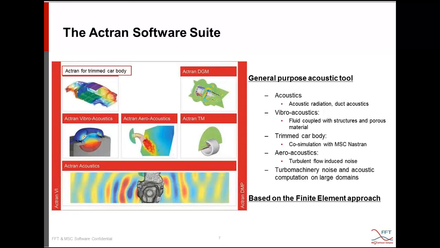Actran also has all the required physics for studying flow-induced noise with its module Actran Aeroacoustics. And finally, Actran TM and DGM are mainly focused on representing the noise sources of aircraft engines, but Actran DGM is also very well suited for studying sound radiation with very large domains. So that sums up the physical problems that can be tackled with Actran. Of course, a graphical user interface, Actran VI, allows you to perform the simulation very easily.